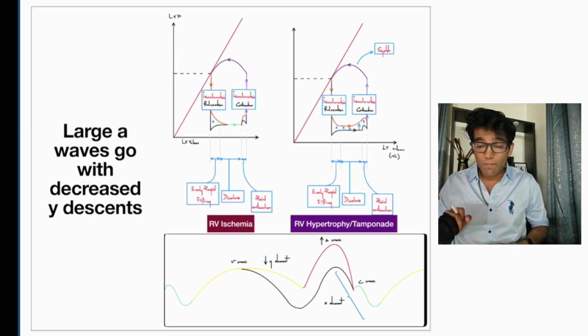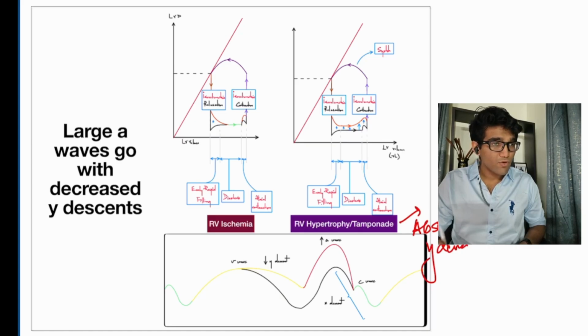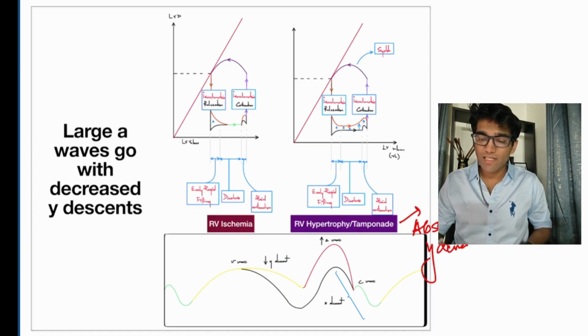Okay, so that will result in essentially an absent Y descent. So a tamponade will actually have an absent Y descent. So it is absent. It is not even there. Okay, it is not just decreased, it is actually literally absent.